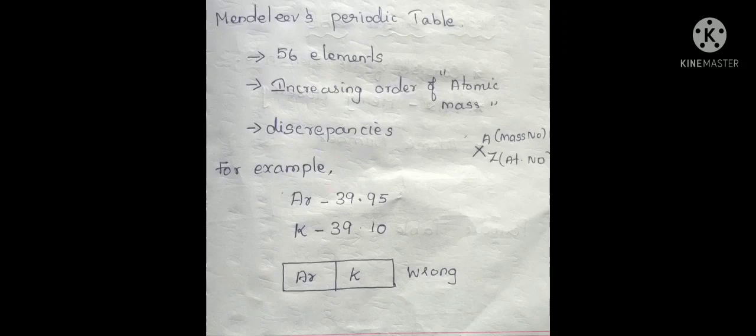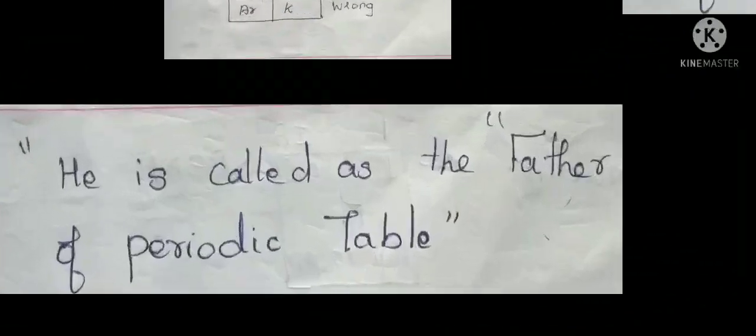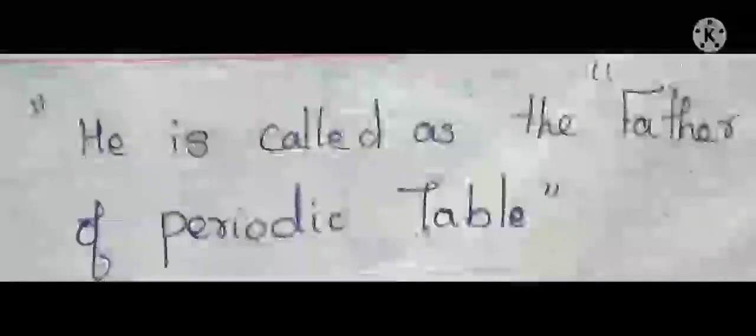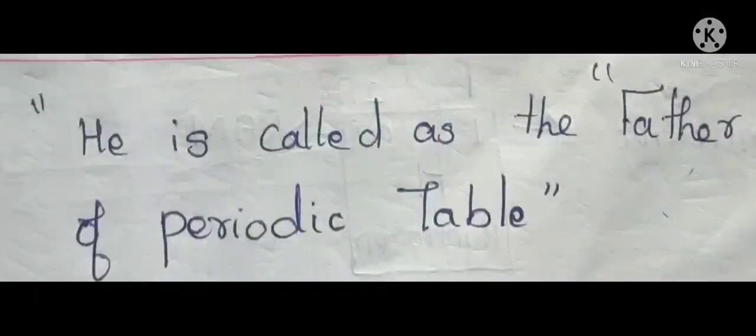And second thing, see, potassium, sodium and all are highly reactive elements, whereas argon is a non-reactive noble gas. So it is categorized in the same group. Okay, so these are the discrepancies that are found in Mendeleev's periodic table. Even though Dmitry Mendeleev is called the father of the periodic table, he is the one who put the foundation for the modern periodic table.